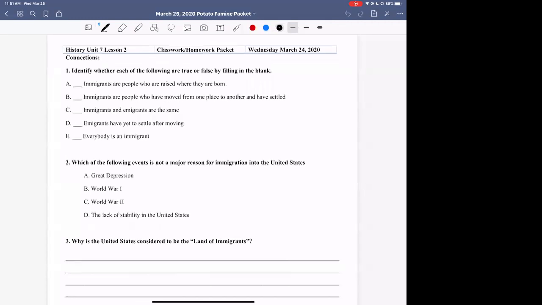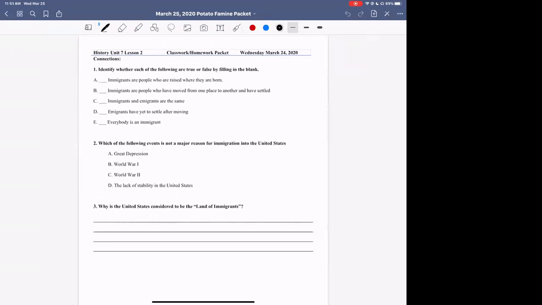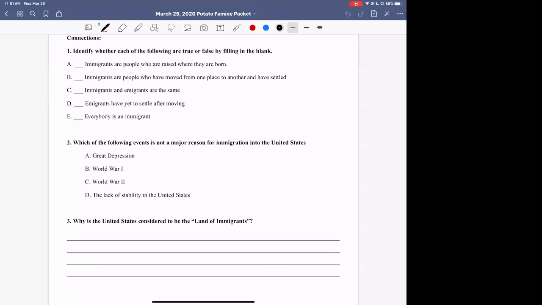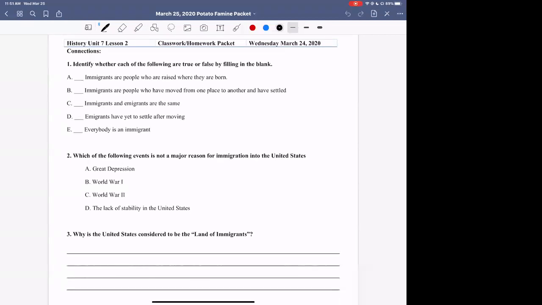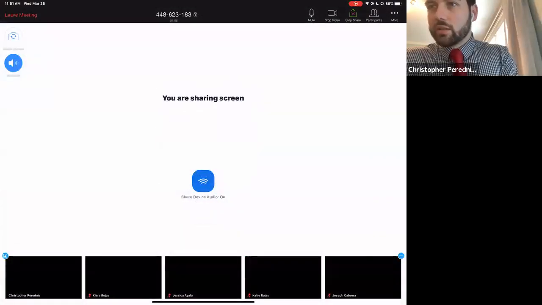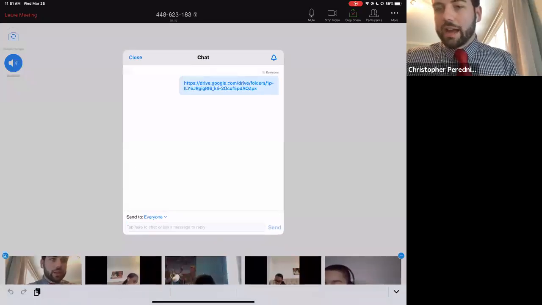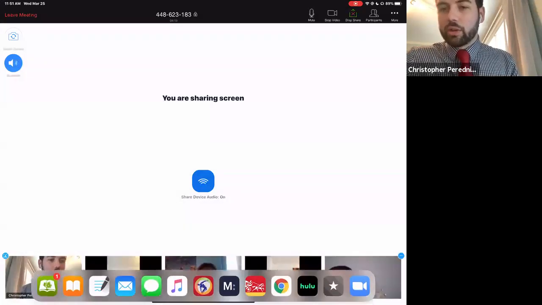To get us started, I want you to work on your do now. If you have your pack, you're going to work on the connections here, which is the do now, for 2 minutes. If you don't have the packet, I am posting a link to Google Drive where you can get that packet. So I'm going to post that now for you in the chat. So you're working on the connections. If you don't have a packet, please go grab one from online.